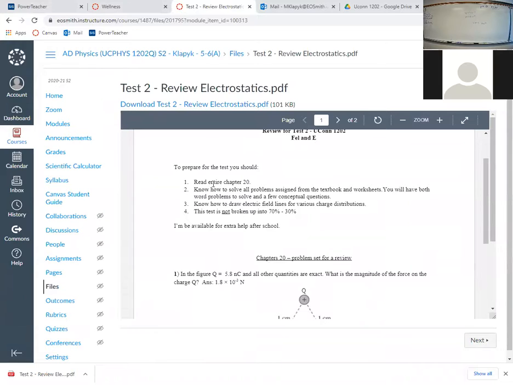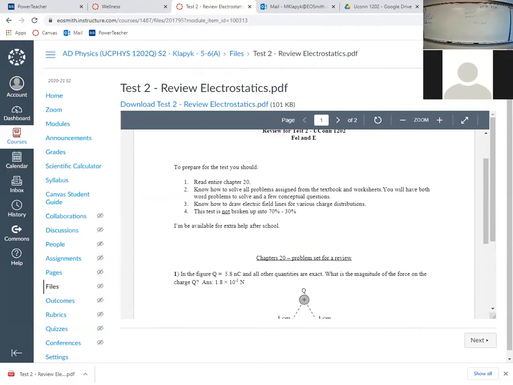So read the entire chapter 20. You know what? Let's make sure it is chapter 20. And it is chapter 20. All right, so you should look at everything that is in chapter 20, because if it says read the entire chapter 20, then everything that is there could be on your test. Know how to solve all the problems assigned from the textbook and worksheet. You will have both word problems to solve and a few conceptual questions.